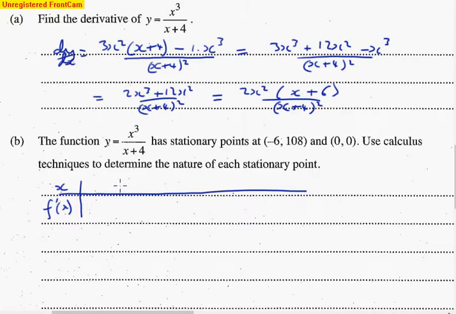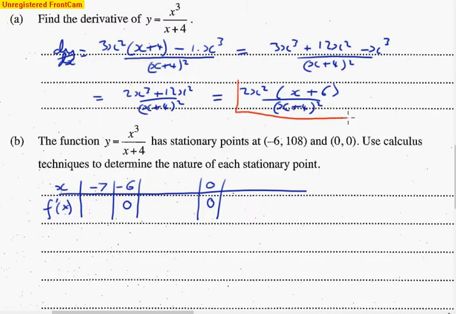I know that when x is -6, the gradient is 0 because I'm told there's a stationary point there, and I know that when x is 0, the gradient is 0 there. To the left hand side of that -6, that's going to be -7, and I'll work out what the gradient is doing there.